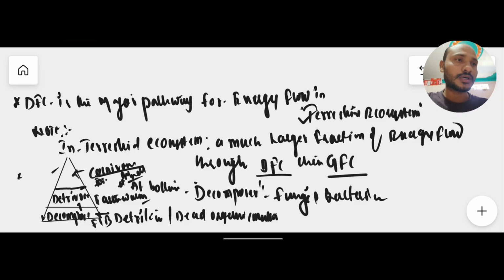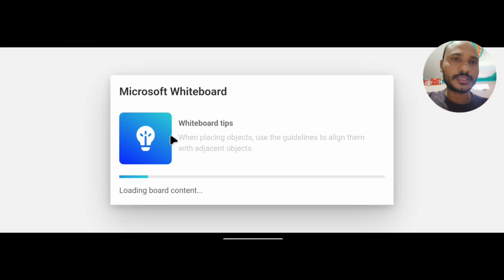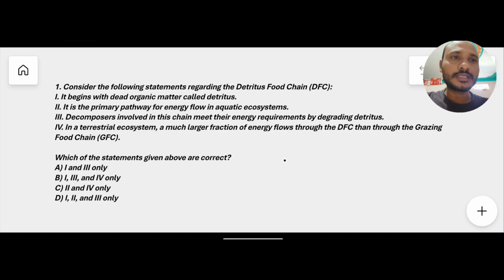So this is all about the important concept of the food chain and its types. That's it for today's class, and I have provided three important MCQs from this topic. Here is the first MCQ. Consider the following statements regarding the detritus food chain, DFC. Which of the statements given above are correct? Identify the correct statement only. There are four options. Read these four statements, choose the right one, and drop your answer in the comment box.